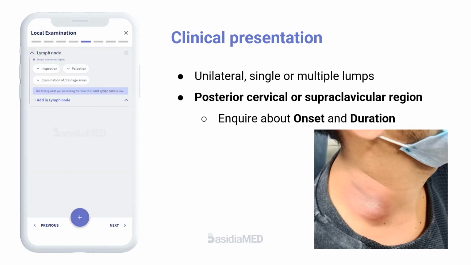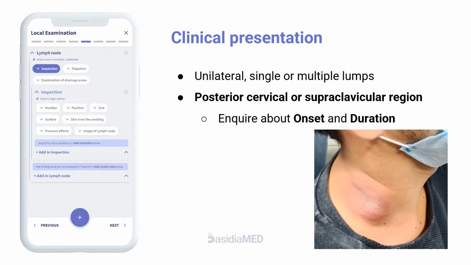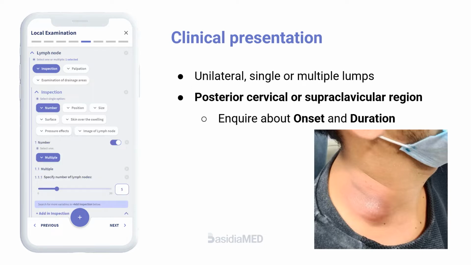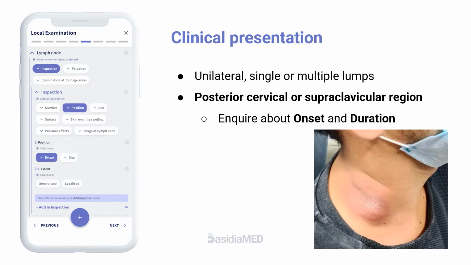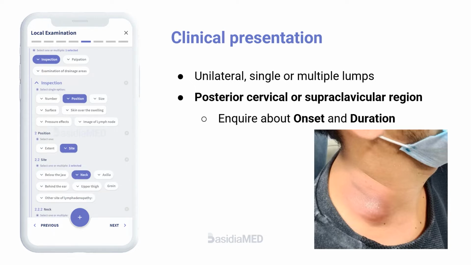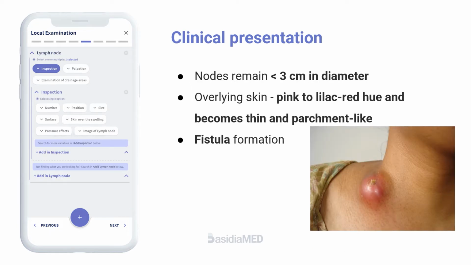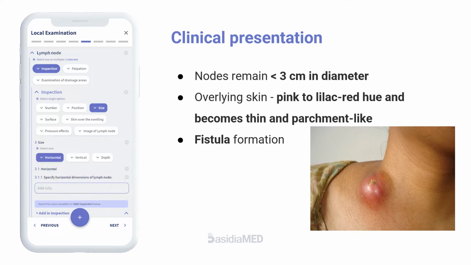Clinical presentation. Tuberculous lymphadenitis may present as a unilateral single or multiple painless lump, mostly located in the posterior cervical or supraclavicular region. When a patient presents with lymph node enlargement, inquire about the onset and duration. Patients usually present with rapid onset of nodal enlargement, followed by a gradual increase in nodal size over 2 to 3 weeks. Measure the size of the enlarged node.